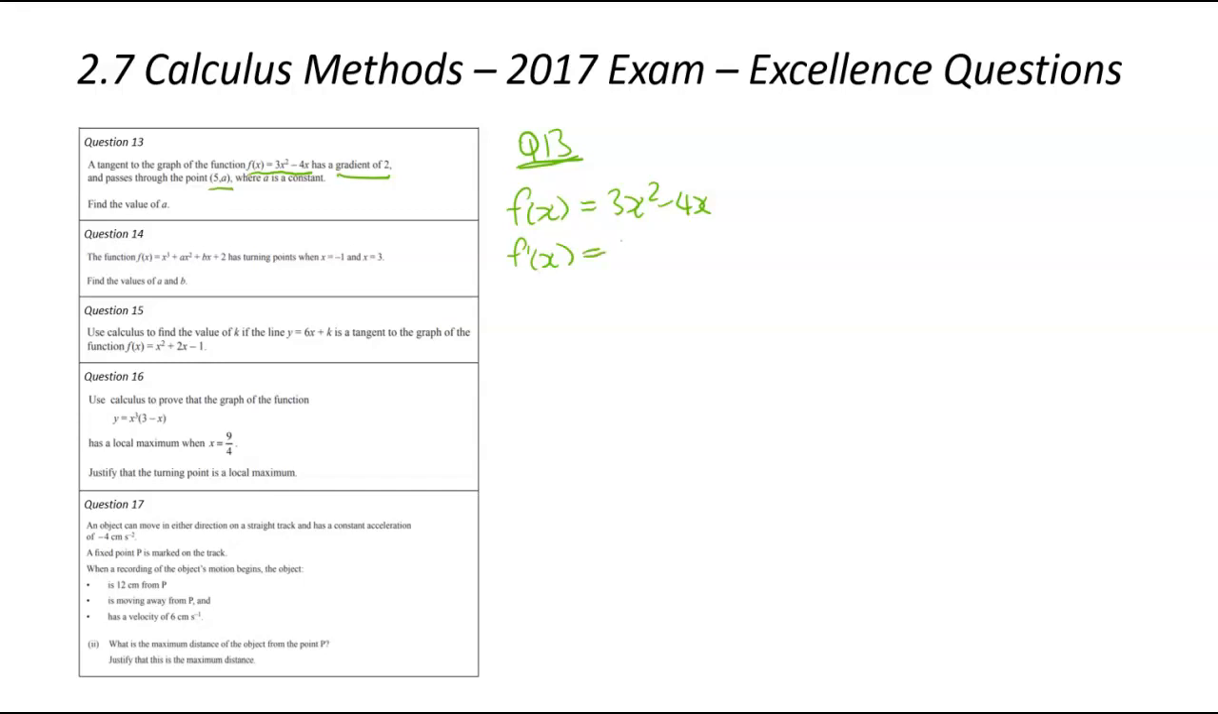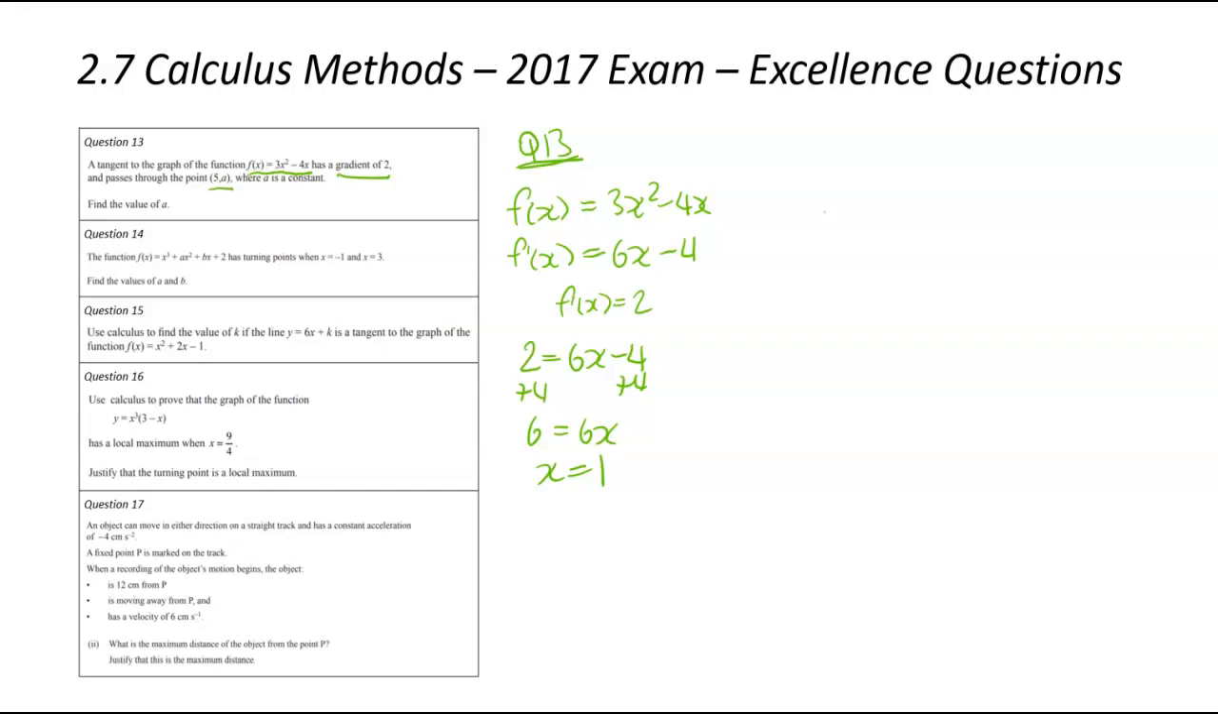It's going to be 6x, no, 6x - 4. I've been told the gradient is equal to 2, so f'(x) = 2. I'm going to equate these two and solve for x. So 2 = 6x - 4. I'm then going to add 4 to both sides, so 6 = 6x, resulting in x = 1.